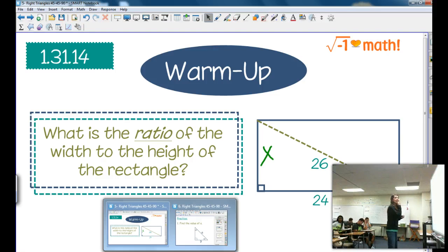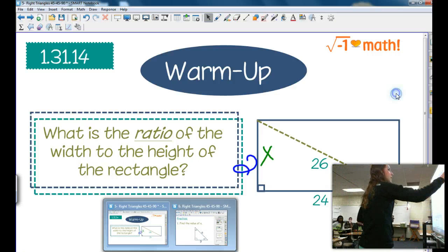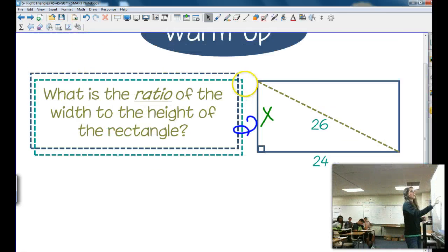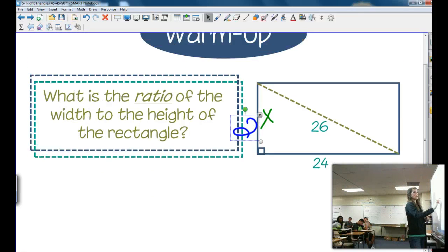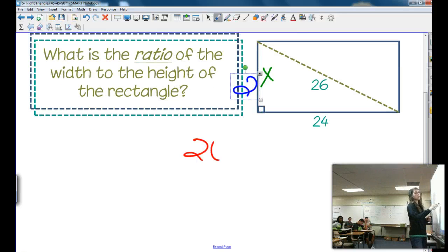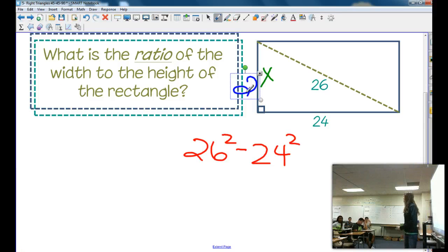Kaylee, what did you get for the missing side? 10. Very good. How did you do it? 26 squared minus 24 squared. Okay, so we did c squared minus a squared or b squared. It doesn't matter which one you call it. And you get 100. You take the square root of 100, and you get 10. So the missing side was 10.